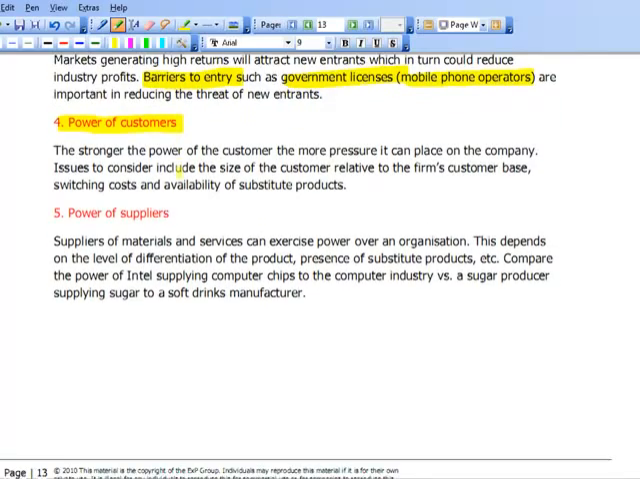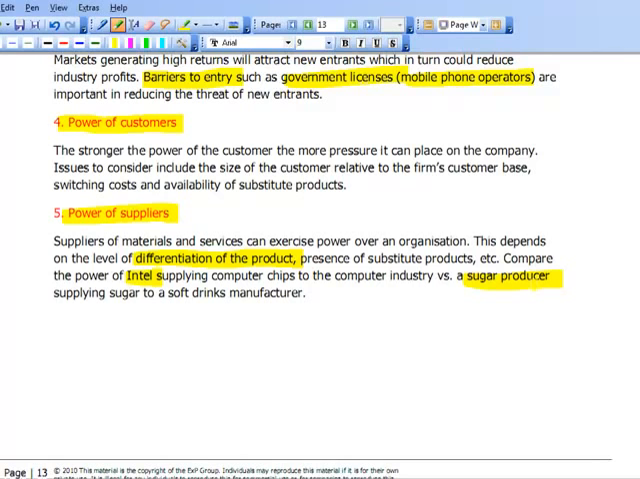Let's look at the power of suppliers. Suppliers of materials and services can exercise power over an organisation. Obviously, the power of the supplier depends on the level of differentiation of the product. And hopefully the example we've got here will clarify it. So compare the power of Intel, the computer chip manufacturer, supplying computer chips to the computer industry versus a sugar producer supplying sugar to a soft drinks manufacturer. The power of those two would be dramatically different.